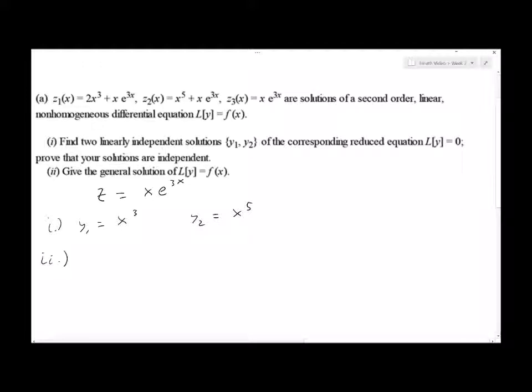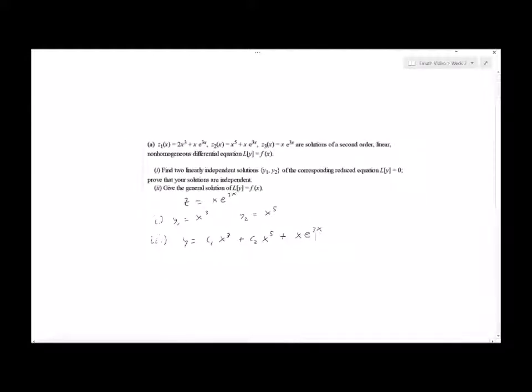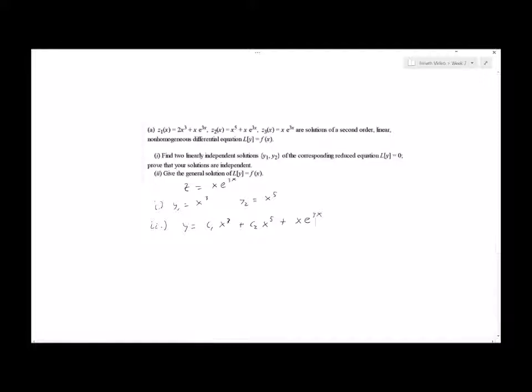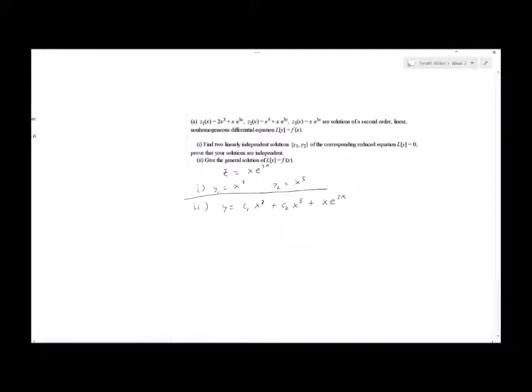Now that's part I. Part II is going to be y equals c1 y1 plus c2 y2 plus our z term, which in this case is x e to the 3x. Alright, so it's pretty straightforward, and that is everything you need to know for the exam. Good luck.